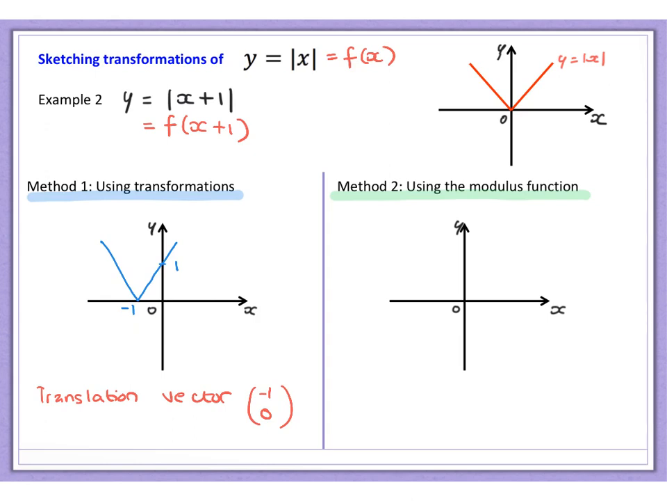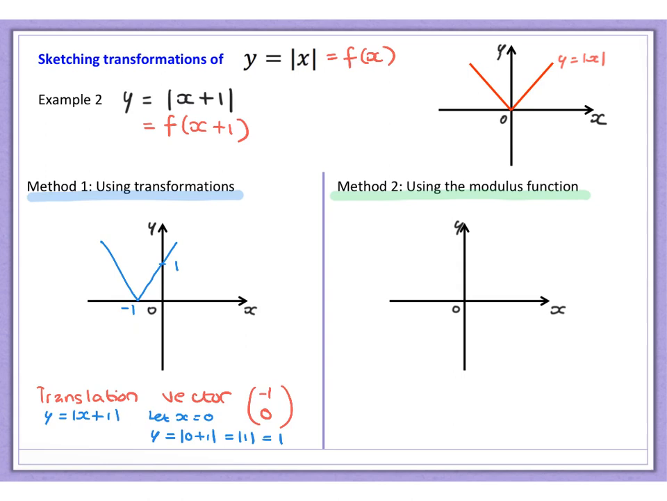Now, how can I double check that? Well, y equals mod x plus 1 is the equation of the curve. If I allow x to equal 0, y then equals the modulus of 0 plus 1, which is the modulus of 1, which of course is 1. So I can just calculate a y-coordinate. And there, the sketch is complete.